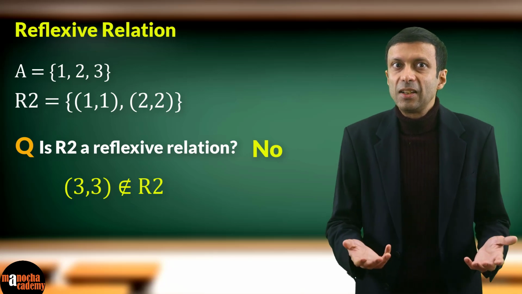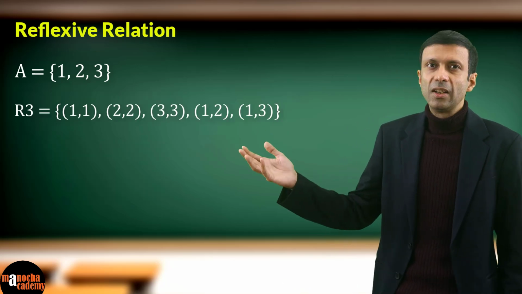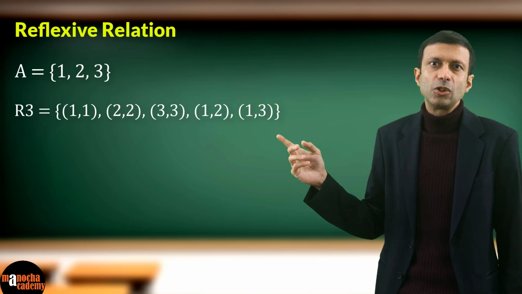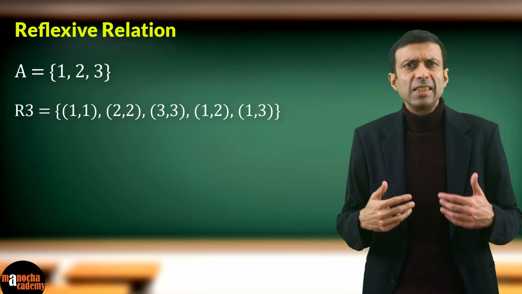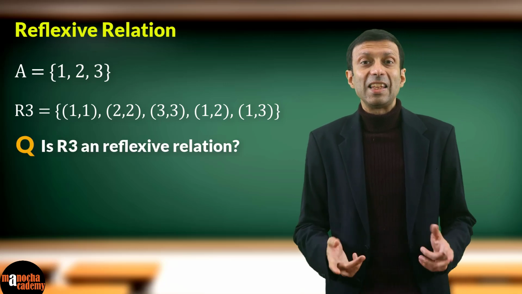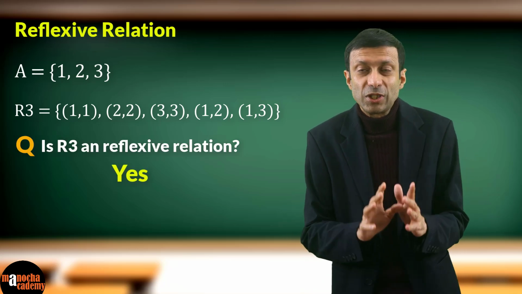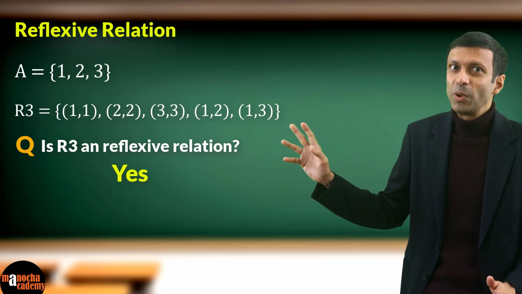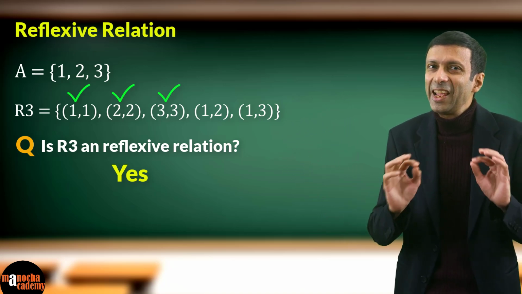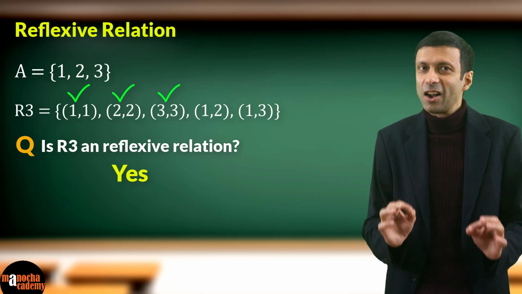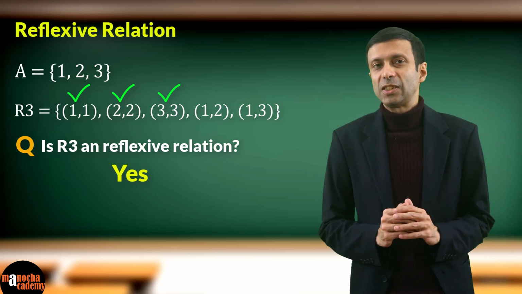And now let's consider another relation here, R3, that has (1, 1), (2, 2), (3, 3), (1, 2), (1, 3). Now is this a reflexive relation? The answer is yes, because see, it is covering all the pairs that we want: (1, 1), (2, 2), (3, 3). So all the (a, a) are included in R3. So R3 is a reflexive relation.